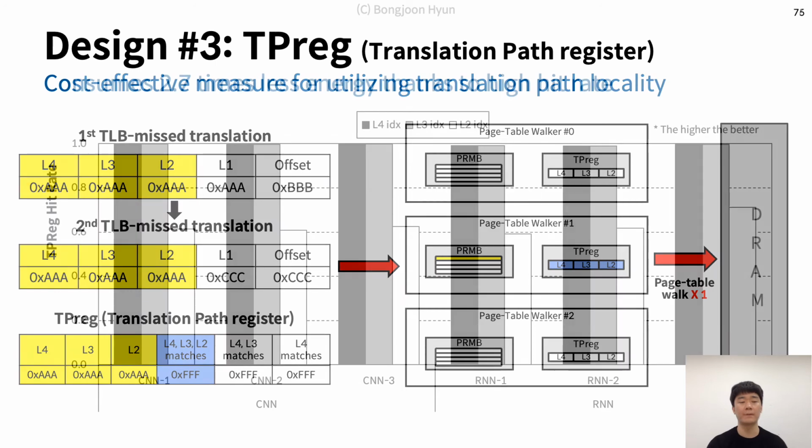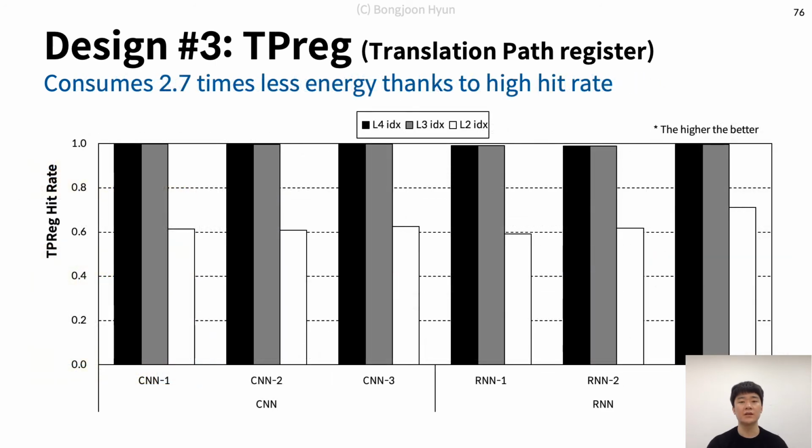Since the performance is already close to that of an oracular MMU after adding massively parallel page table walkers on top of PRMB, this slide primarily focuses on the hit rate of the translation path register to quantify how effective our proposal is in reducing the number of page table walks. As shown, the hit rate of L4 and L3 indices is over 99%, even though there is only 1 register per level, which shows the cost effectiveness of the translation path register.